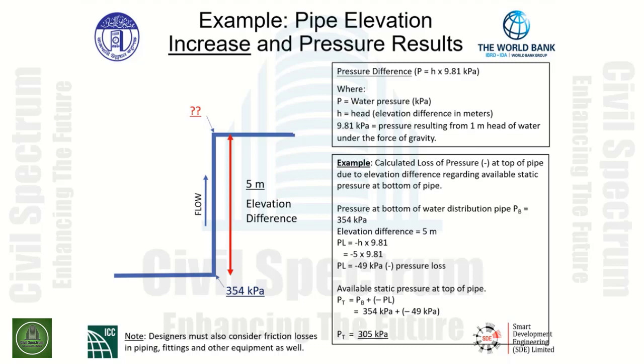A note that the designers must also consider friction losses in the piping, flow characteristics, fittings, and connected equipment as well as part of the rest of the hydraulic calculations for the distribution system.